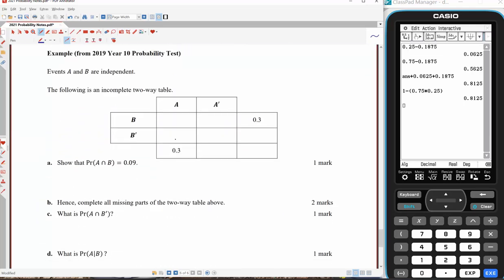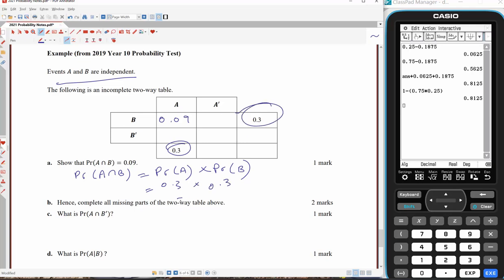Okay, so here is the final example from the Year 10 probability test a couple of years ago. So events A and event B are independent. Okay, important to know. The following is an incomplete two-way table. Show that the probability of A intersect B is 0.09. So we can fill that in straight away. And we know that for independent events, the probability of A intersect B is equal to the probability of A times the probability of B. And we know that the probability of A is 0.3 and the probability of B is 0.3. 0.09 as required. Hence complete all missing parts of the two-way table above. I think that's right. Yeah.